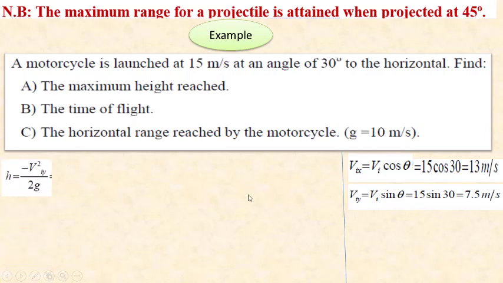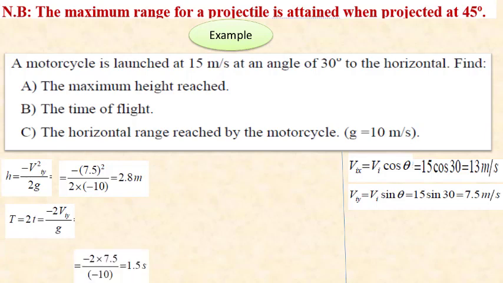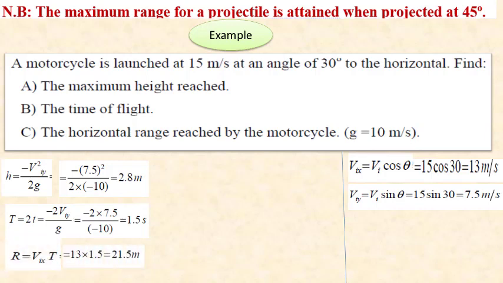The rule of maximum height, negative viy square over 2g, will be 2.8 meters. To get the time of flight, T capital equals negative 2 viy over g. Viy is 7.5 multiplied by 2 over 10. The result will be 1.5 seconds. Horizontal range R equals vix times T, so the result will be 21.5 meters.